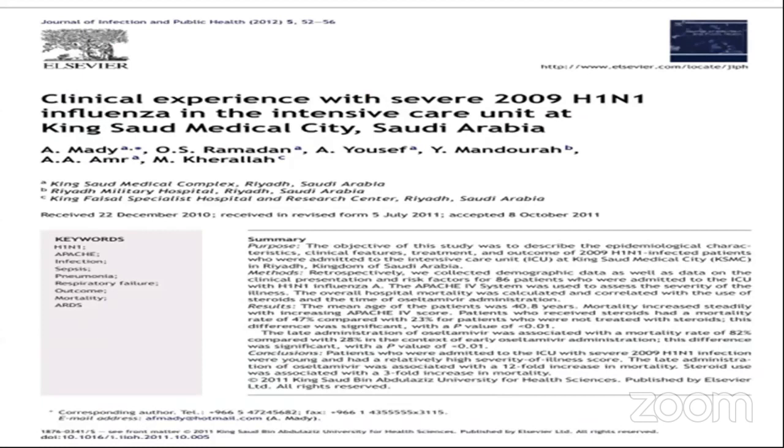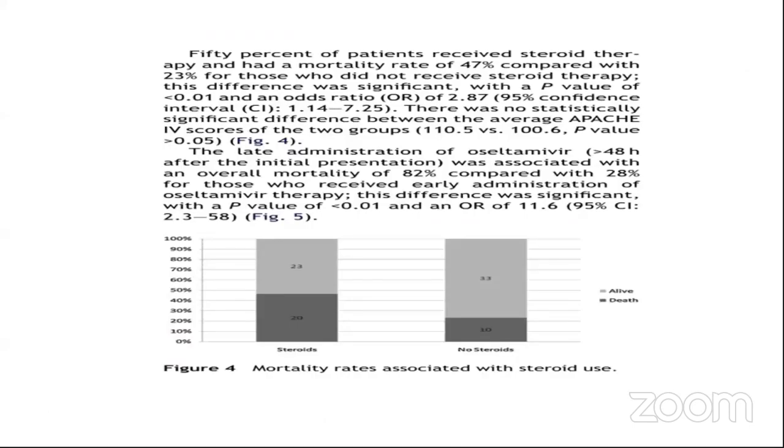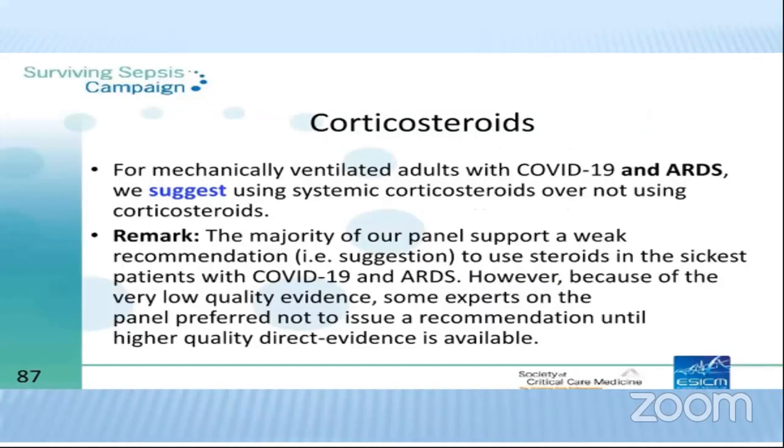This is our own experience in King Saud Medical City for H1N1 in 2009. We found that if we give steroids to our patients, mortality is about 50%, and in patients who didn't receive steroids, it's about 30%. So in our data about H1N1, steroids increase mortality about 2 to 3 times for patients with viral pneumonia secondary to H1N1.